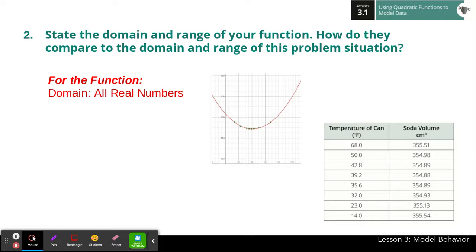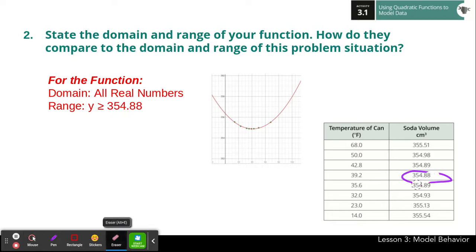It's our lowest point. So if you take a look at the table, looks like our lowest point is 354.88. So the range is all y values greater than or equal to that value. So 354.88. That's the lowest. The range is there and everything above.